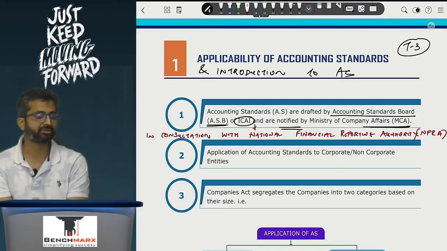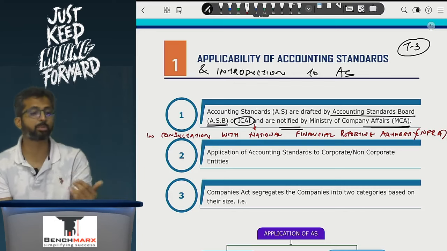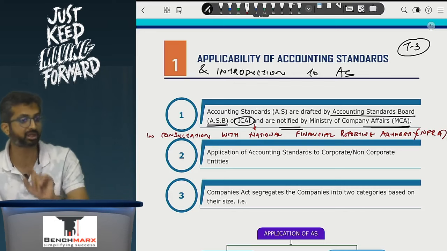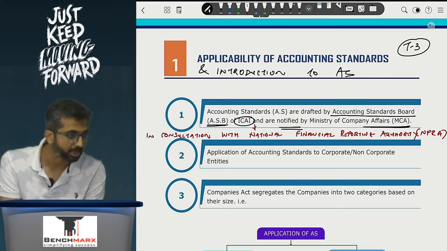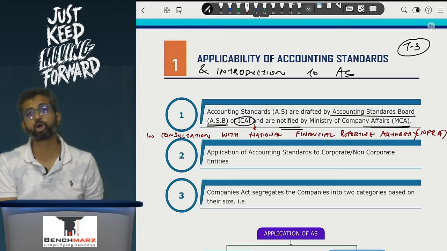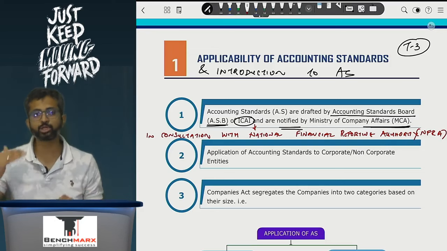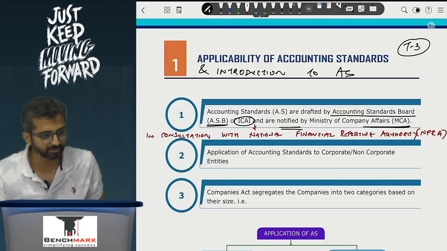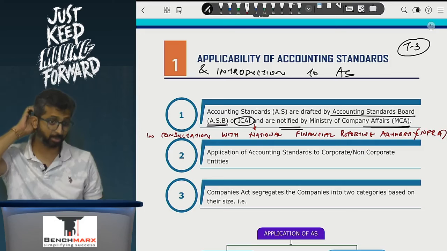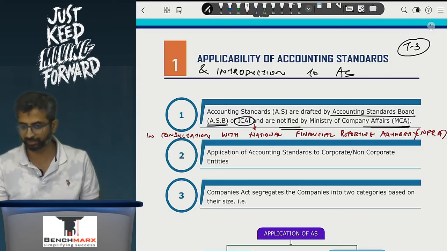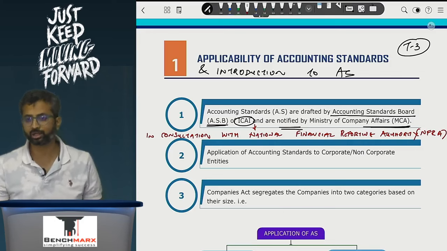So then probably the government said that, okay, we trust the institute, but at the same time we want an outsider, that is the government, to oversee all of this. So in NFRA, few people from the institute also sit, few people from the government also sit, and hence ICAI now is going to do everything in consultation with NFRA only, National Financial Reporting Authority.